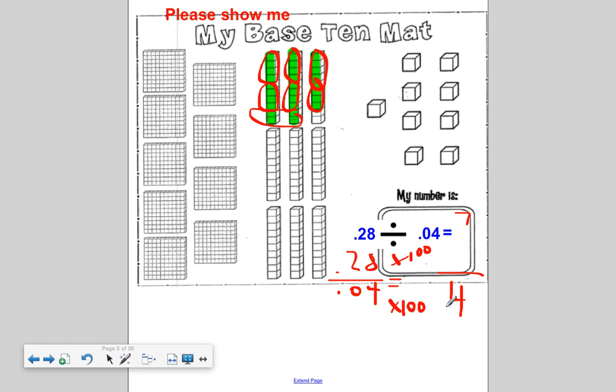So 4 hundredths times 100 is 4. 28 hundredths times 100 is 28. And what is 28 divided by 4? 7. Have you seen a shortcut yet? When I multiply by 100, am I moving the decimal 2 places over to become 4? And moving this decimal 2 places over to become 28? So maybe some of you may prefer that instead of multiplying. The reason we're moving the decimal 2 places over is because we're multiplying by 100.